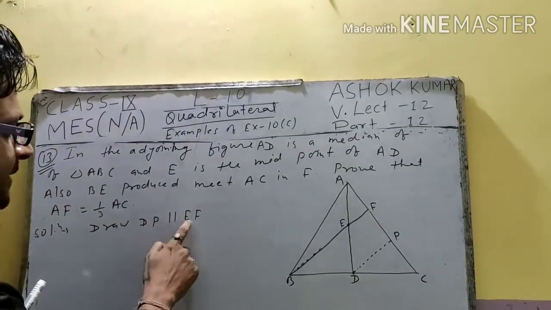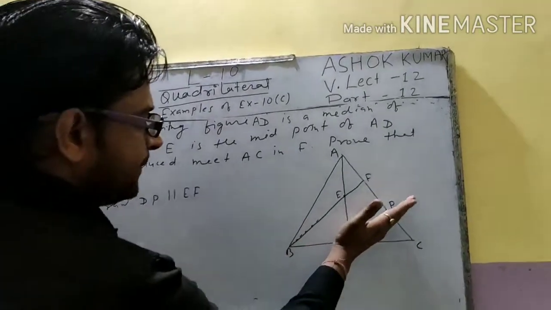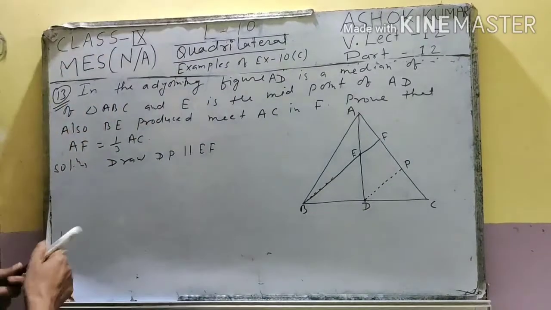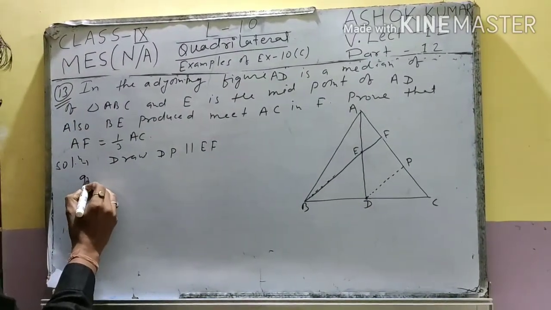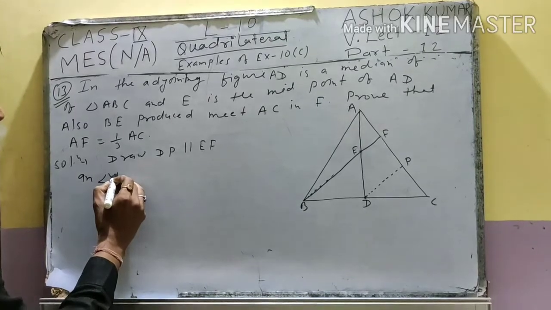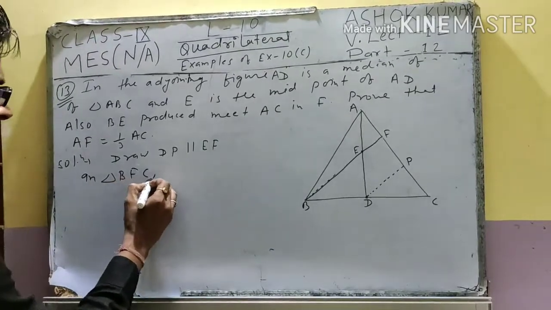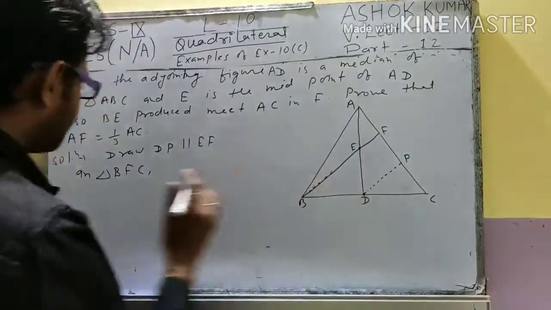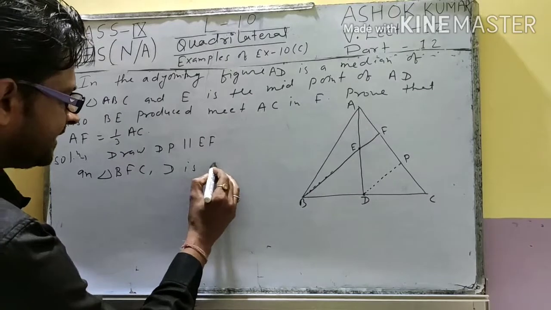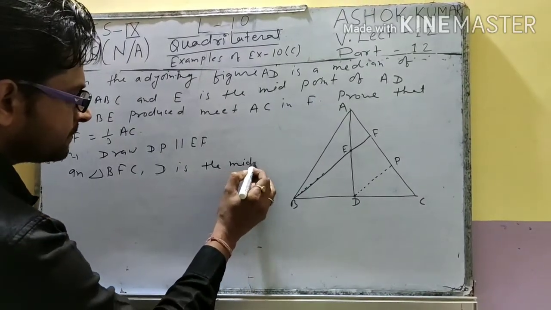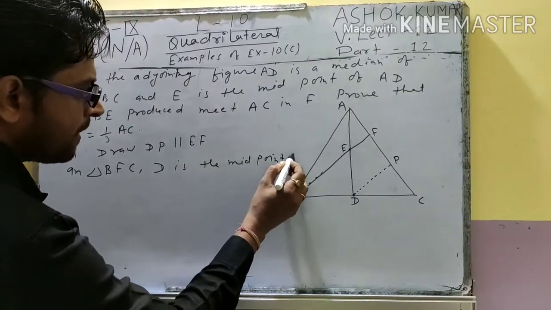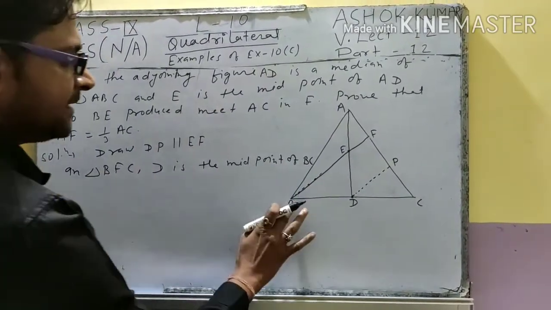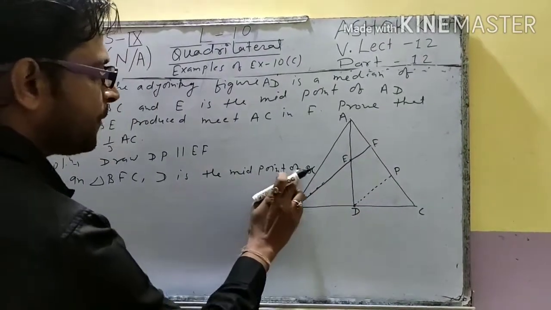Draw DP parallel to EF. Here, student, DP is parallel to EF. This line is parallel to this line. Okay. We can write here, first consider the triangle. In triangle BFC, look at the triangle, student. In triangle BFC, D is the midpoint of BC.